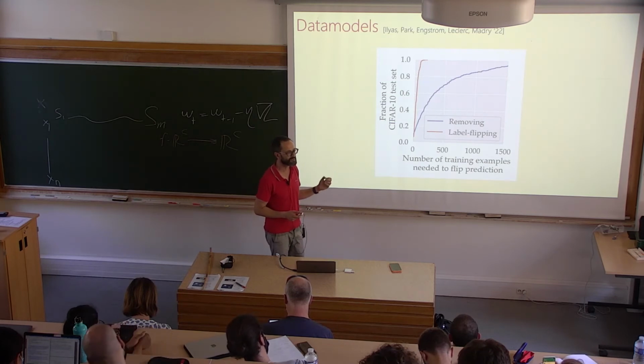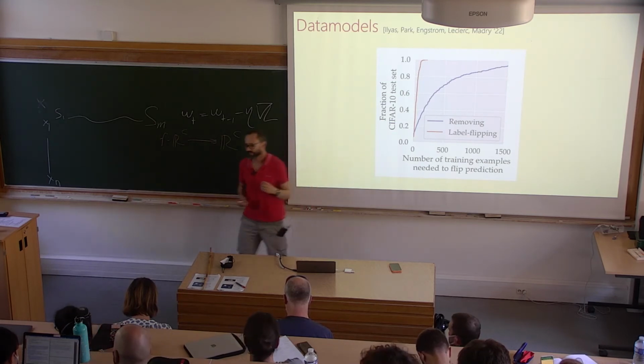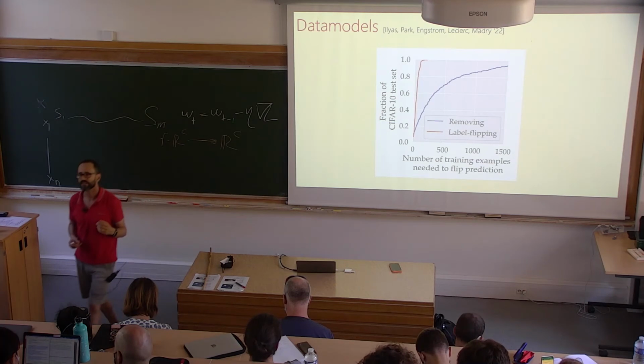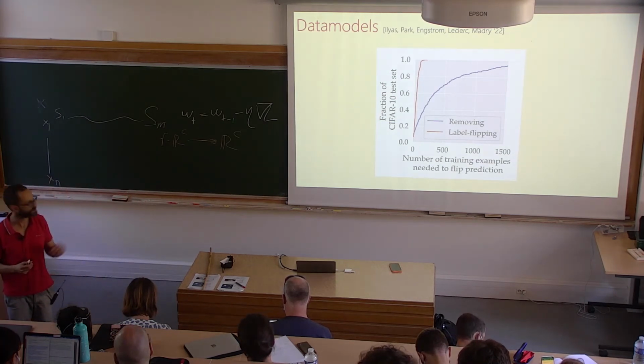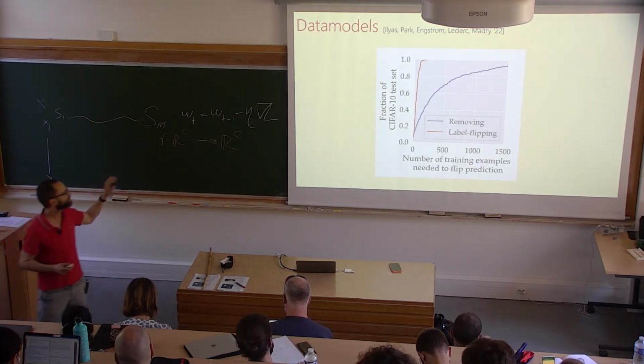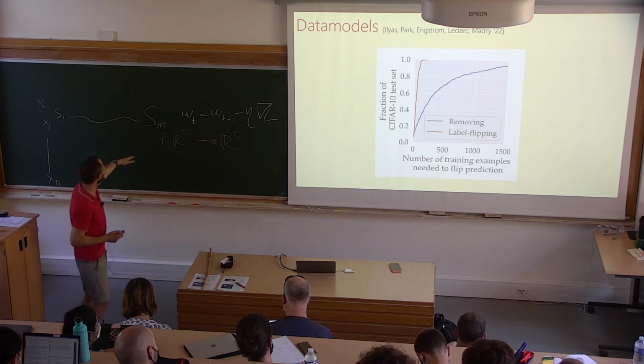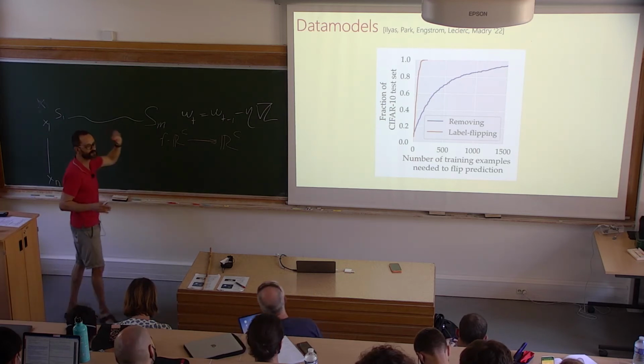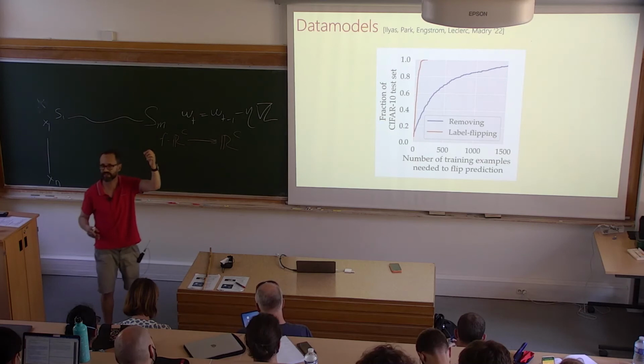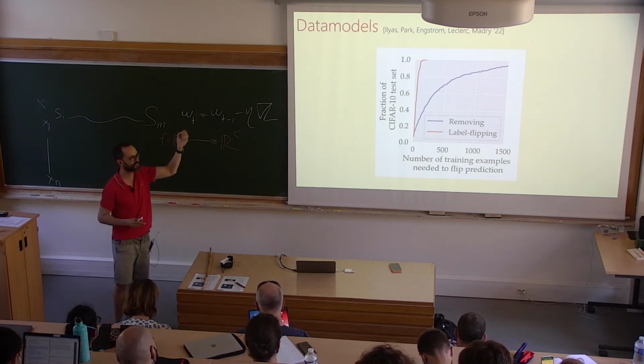But that's selecting adversarially, right? You're selecting points adversarially, not at random. This is completely adversarial, yes. Basically, based on their correlations, they're taking the points with the top correlation with that point, and just flipping them.